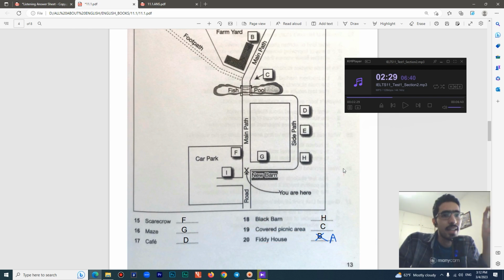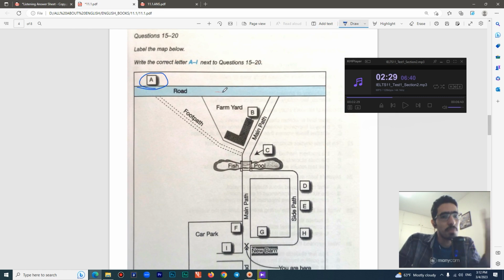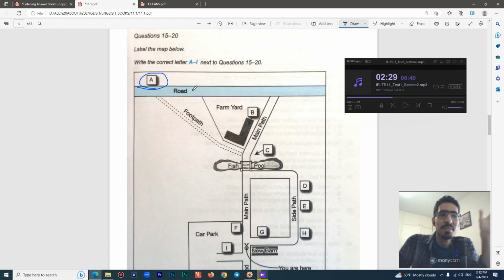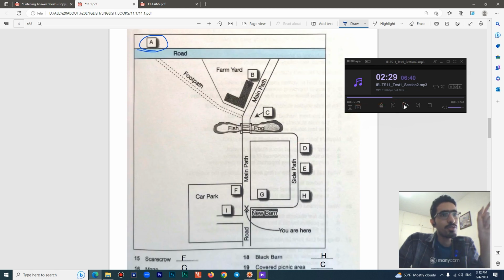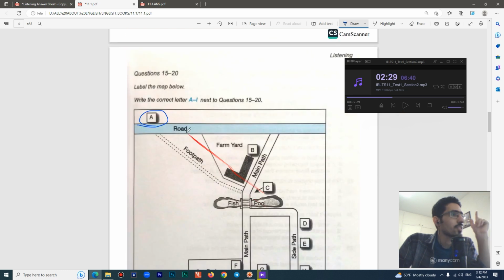I didn't see A and that's why I made a mistake here. A is up there. So in this time where it says look at the map, please look carefully. I looked very carefully, and still I didn't see this A, I didn't pay attention to it at all. So look at the map well. It said you have some time to look at questions 15 to 20. Pay attention. It said write the correct letter A to I next to the question.